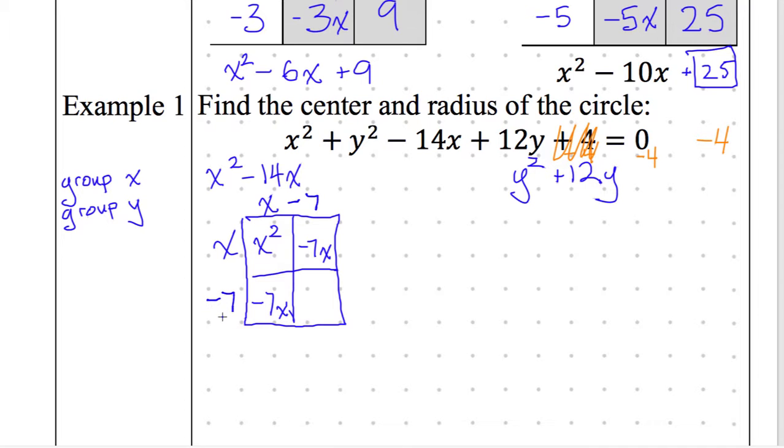Perfect. Thank you, Beverly. -7 and -7. Because I have to get -7, because -7 times x is -7x. So it has to be a -7 on both of those.